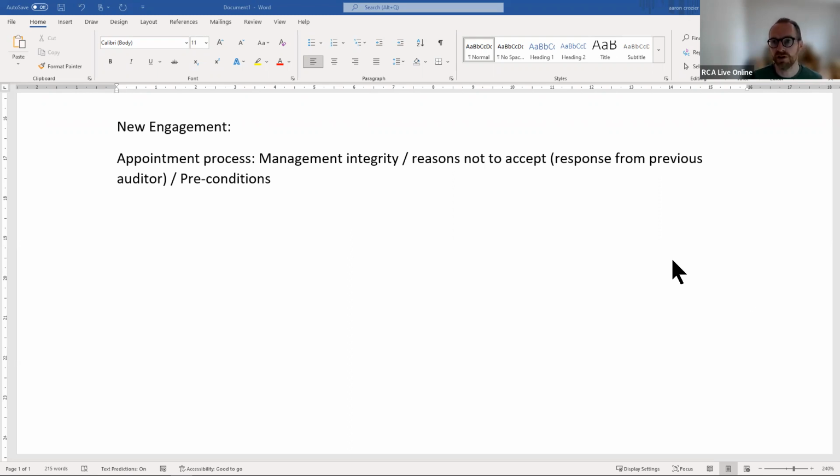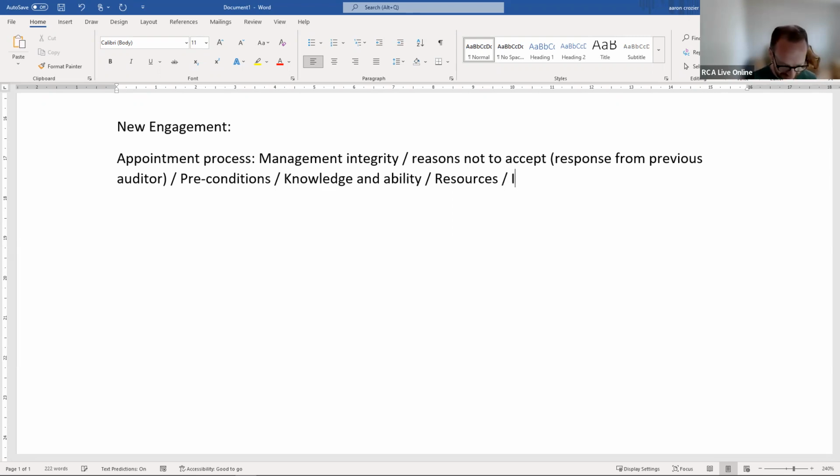They need to be using an acceptable set of standards that you can work towards. They need to have internal controls in place. All of those things you need to consider in terms of, well, can we actually accept this client? Other things that we might think about: have we got the knowledge and ability to actually do the audit? So have we got the staff? Have we got the resources available to undertake this audit?